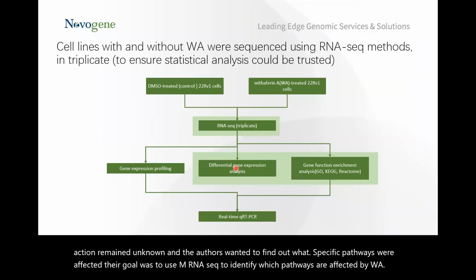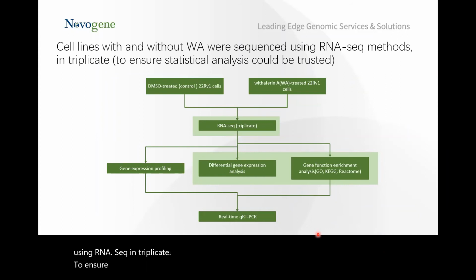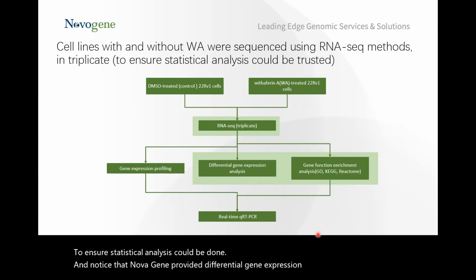Here is a schematic of their experiment. Cell lines both with and without WA were sequenced using RNA-Seq in triplicate to ensure statistical analysis could be done. And notice that Novogene provided differential gene expression analysis as well as gene functional enrichment.